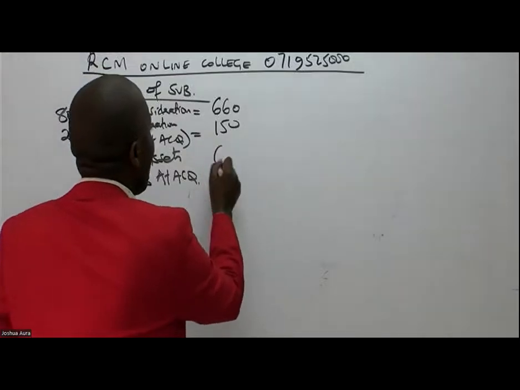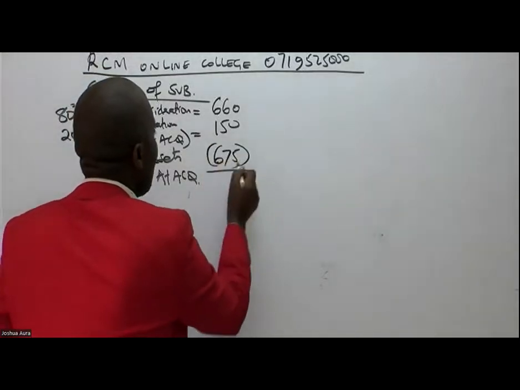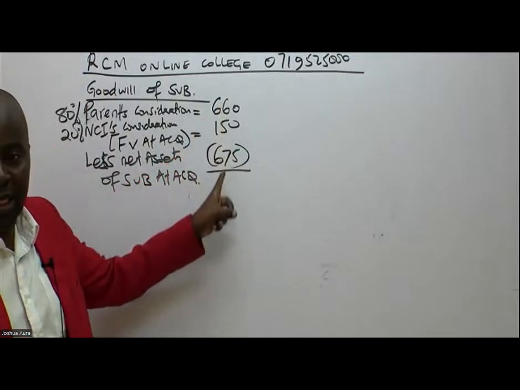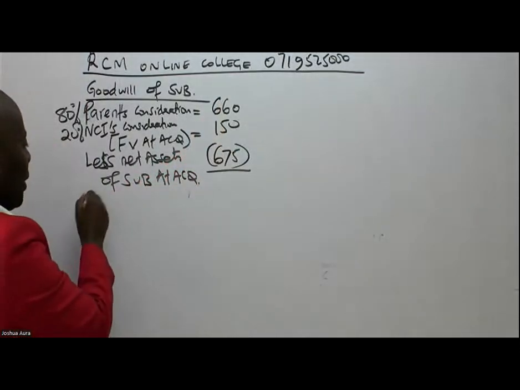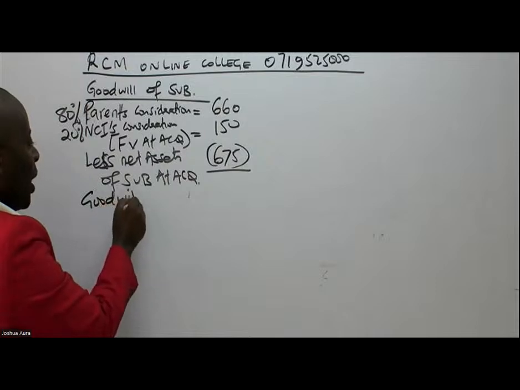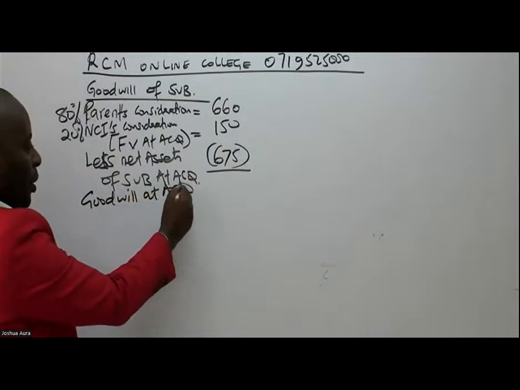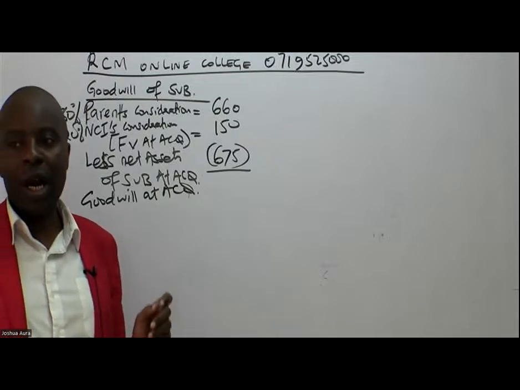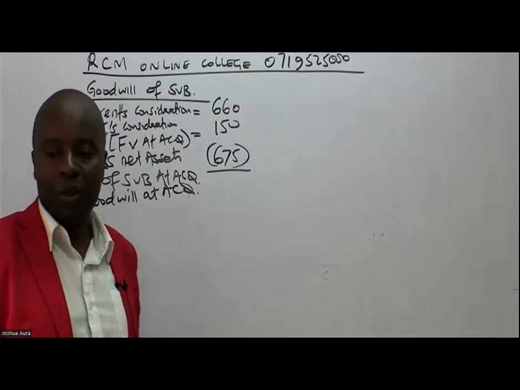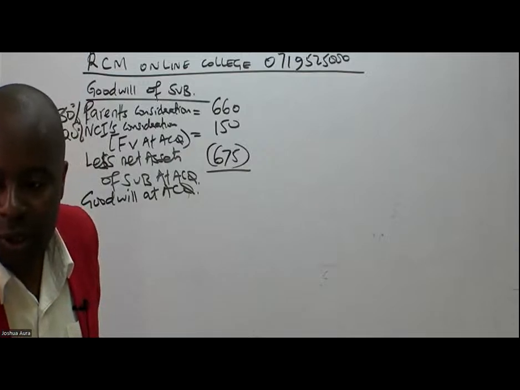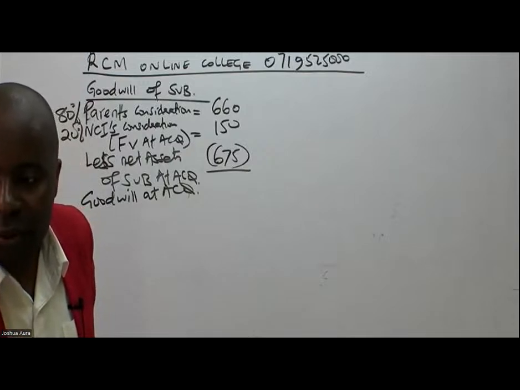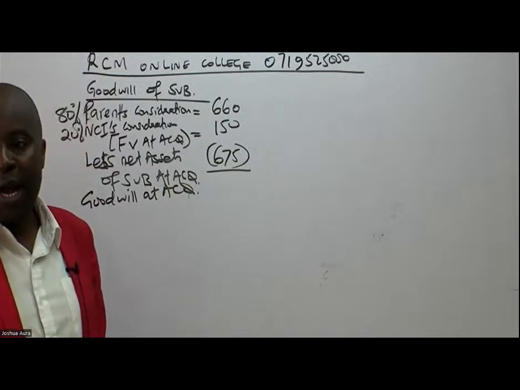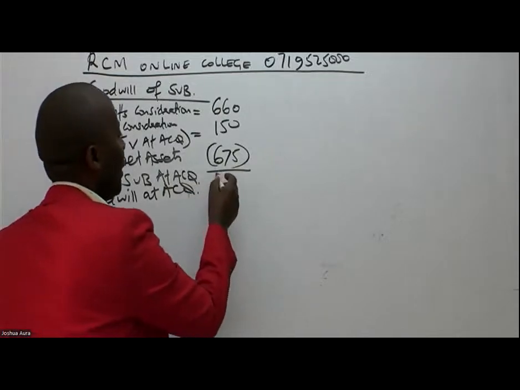So we are subtracting this 675. I would want you great guys here to give me the answer, which will be the goodwill at acquisition. So goodwill at acquisition, what do we have here? 135. Thank you very much.